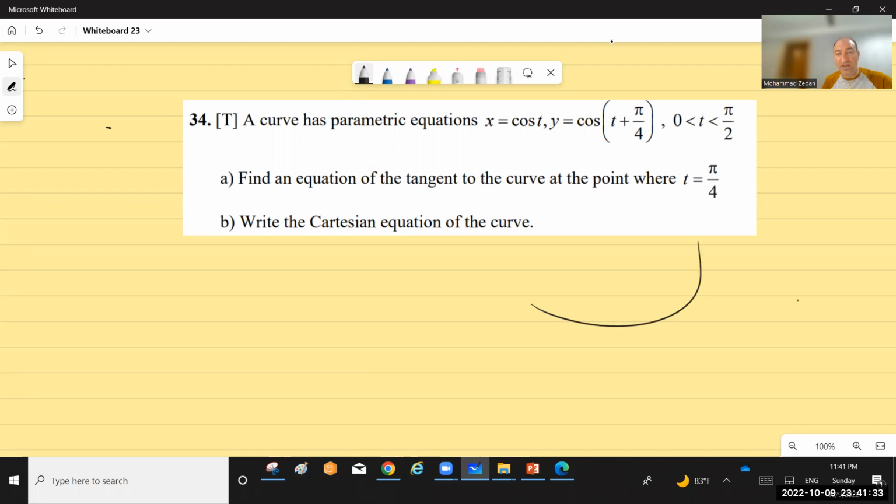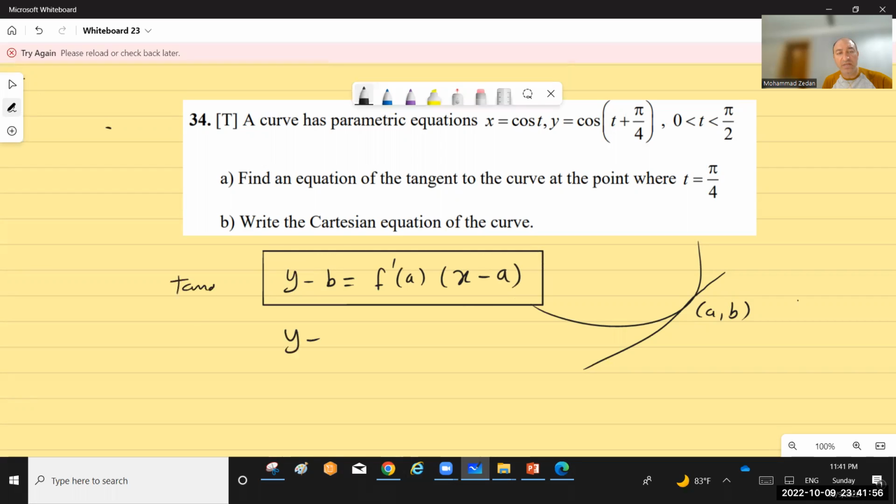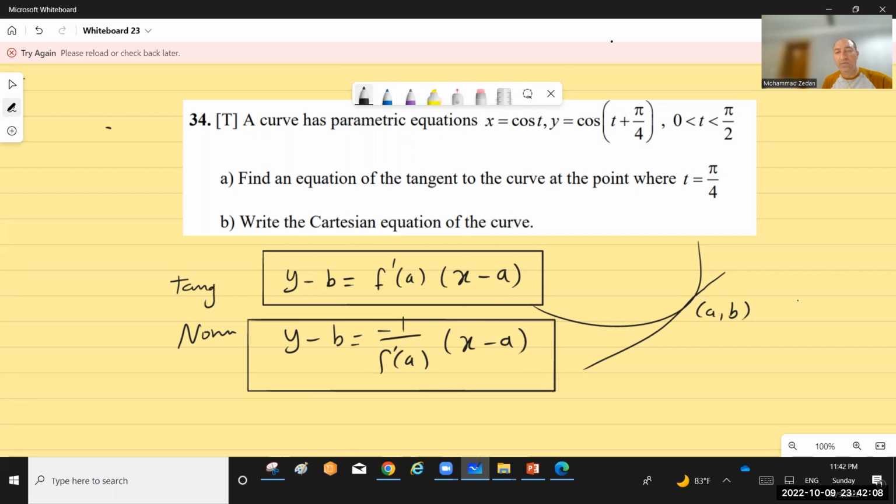In general, if you have any curve and you want to find the equation of the tangent to this curve at a given point (a, b), the equation is y minus b equals f prime of a times (x minus a). This is the equation of the tangent, and the equation of the normal is y minus b equals negative 1 over f prime of a times (x minus a). This is the equation of the normal, the line perpendicular to the tangent.